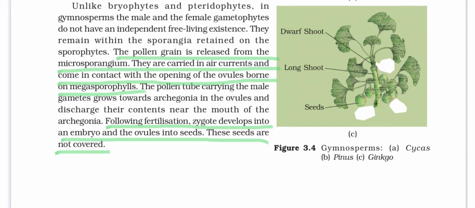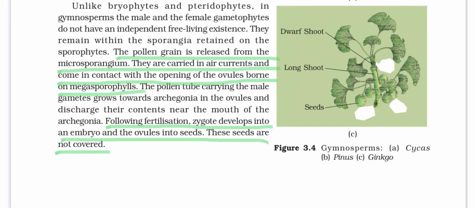But unlike bryophytes and pteridophytes, in gymnosperms the male and female gametophytes do not have any independent free living existence. They remain within the sporangia, retained on the same sporophyte, and here the pollen grain is released from the microsporangium. Just now I have explained to you. They are carried in air currents, and then they come in contact with the opening of ovules which are borne on the megasporophyll. So actually pollen grains come in contact with the female reproductive part.